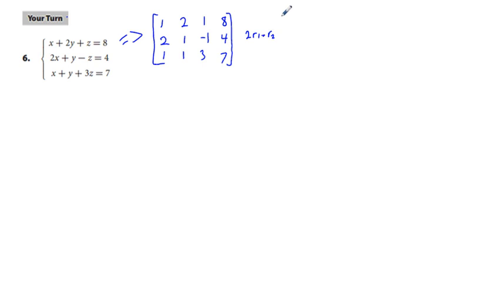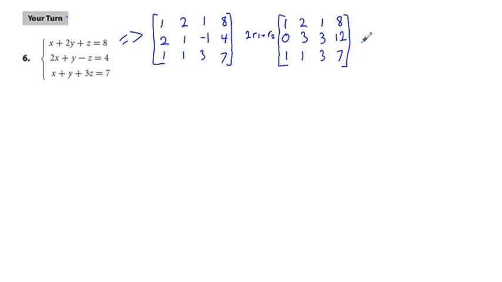I'm just going to notate the operation that we're making as we evolve from one matrix to the next. We maintain in row 1, 1, 2, 1, 8. Then our second row is going to be 2R1 minus R2, which is going to be 0. Then 2 times 2 minus 1 is 3. 2 times 1 minus negative 1 is 3. And finally, 2 times 8 minus 4 is 12. Then our third row will stay the same.